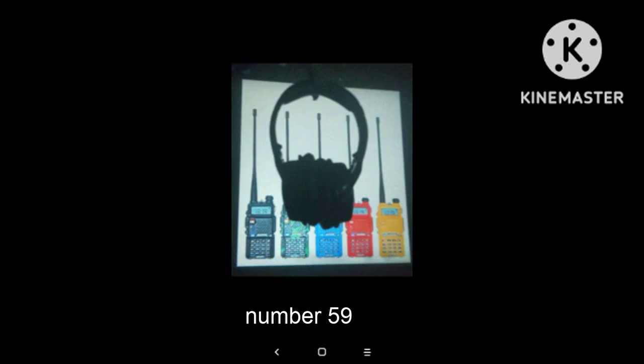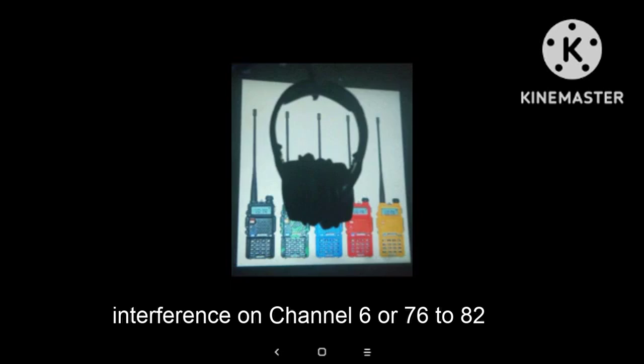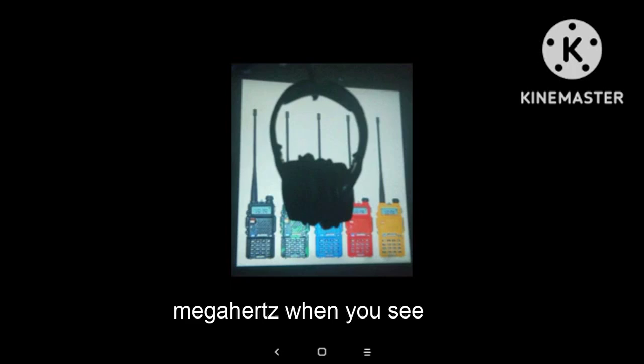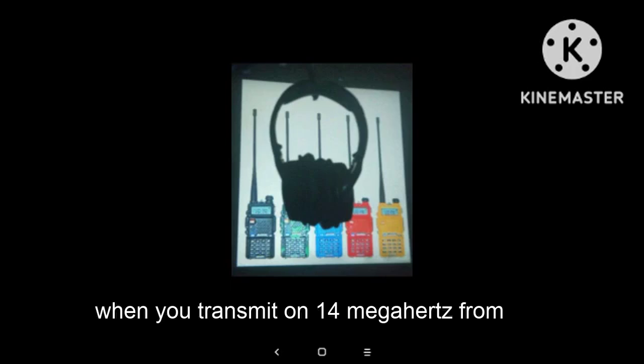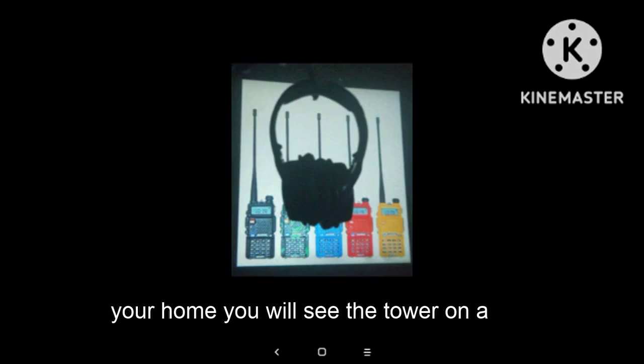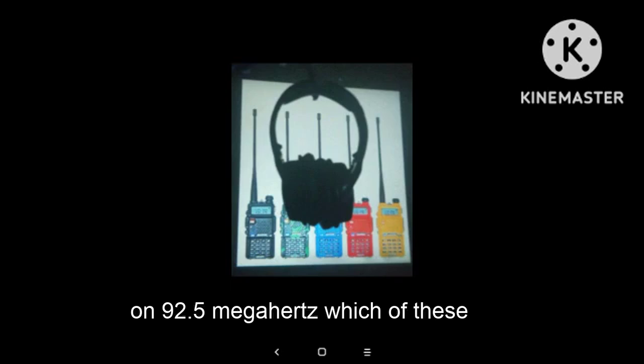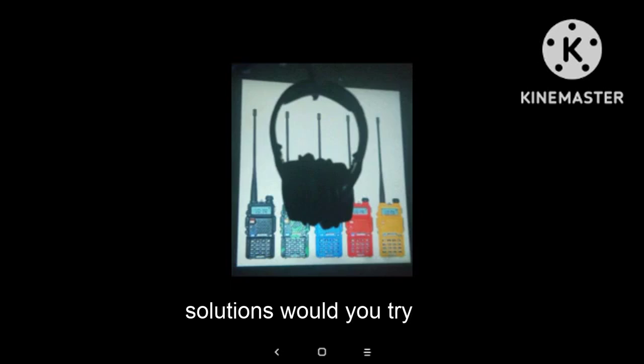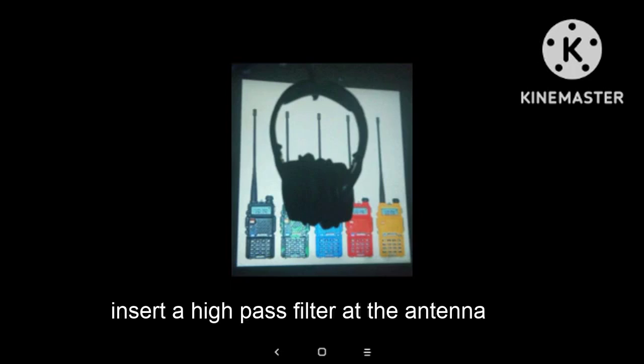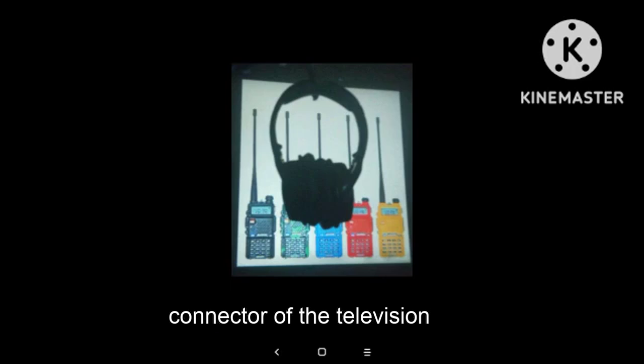Number 59. A television receiver suffers interference on channel 6, or 76 to 82 megahertz. When you transmit on 14 megahertz from your home, you will see the tower of a commercial FM station known to broadcast on 92.5 megahertz. Which of these solutions would you try? Insert a high-pass filter at the antenna connector of the television.